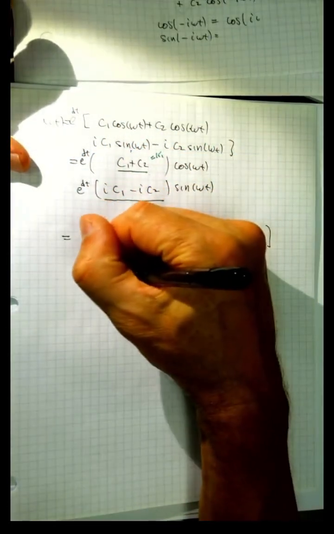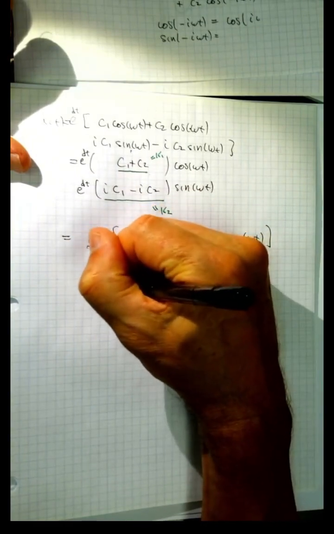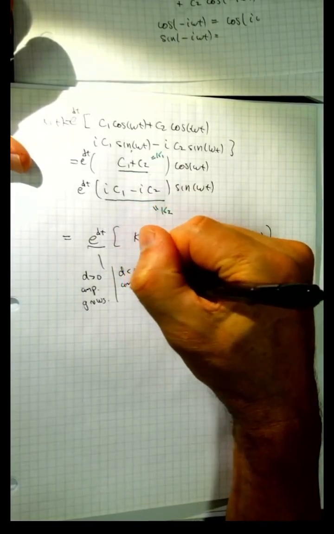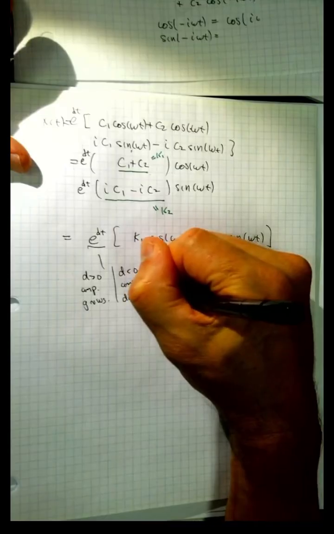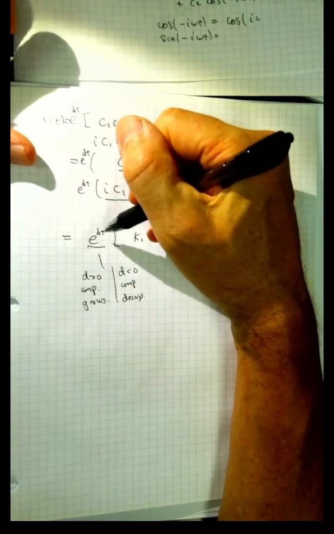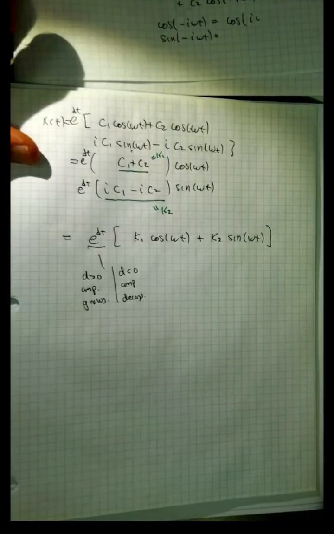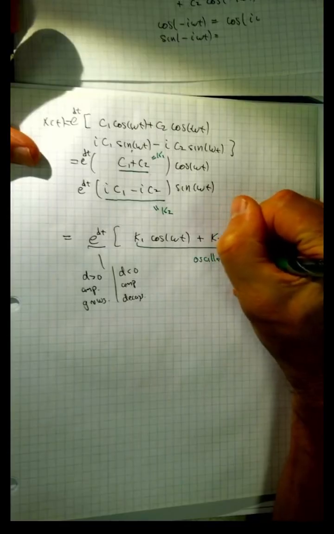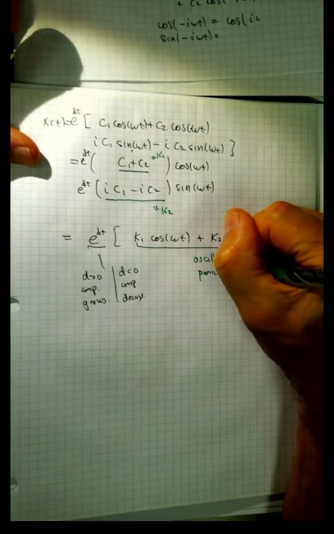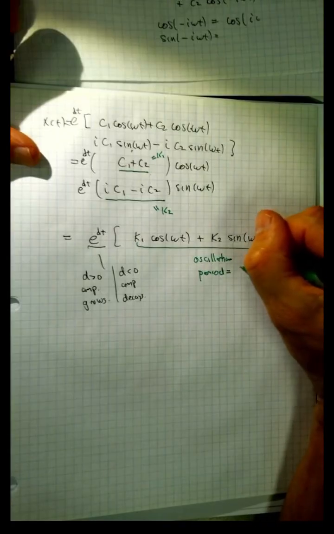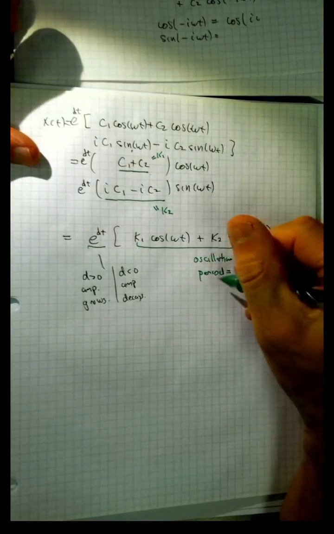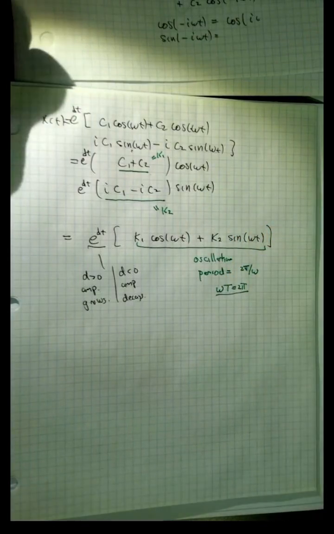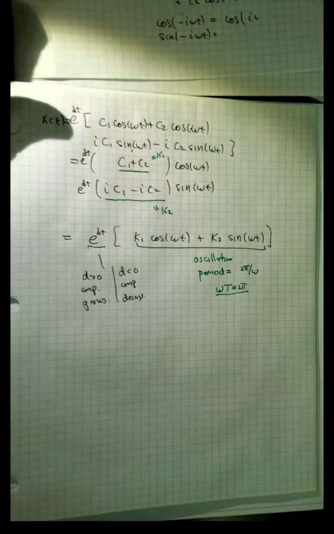All right, and we know that if d is greater than 0, the amplitude grows. If d is less than 0, the amplitude decays. And if d is equal to 0, it doesn't change. Here, I'm going to have oscillations, and the period is equal to 2 pi over omega, or, more importantly, I have omega t equals 2 pi, which relates my omega and period together.